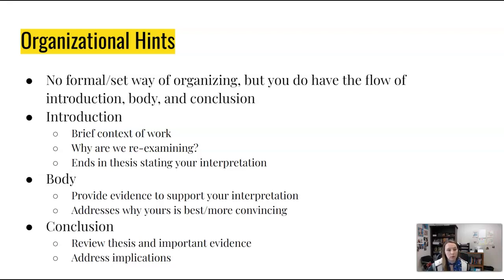Your body paragraphs are where you're going to be providing evidence to support your thesis. You should address why your interpretation is the best, why yours is the most convincing, why people should believe you. Those body paragraphs are going to vary depending on how much you have to say, the length requirement, and the length of the text. You might have 3, you might have 20. It just depends. And then in your conclusion, you're going to review your thesis and the important evidence, but make sure you address the implications. Why does this matter? What are we going to do with this? How far should we go, and what should we think about?